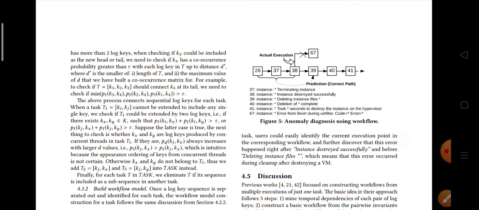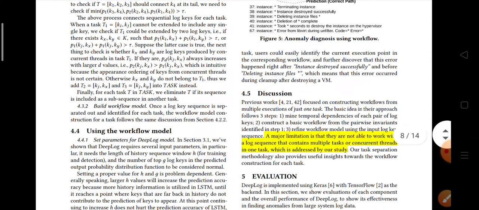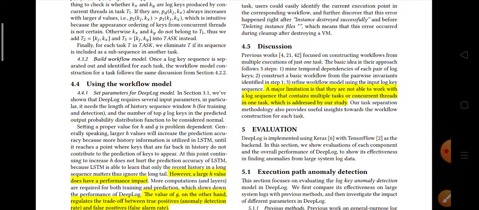See here, their prediction, anomaly diagnosis using workflow. In this prediction, they're telling 26, 37, 38. After 38 it should come 39. The model predicted 39, but what actually happened? A 67th key is coming. Clearly this is an anomaly, right? This is the prediction correct path. That is the prediction method.